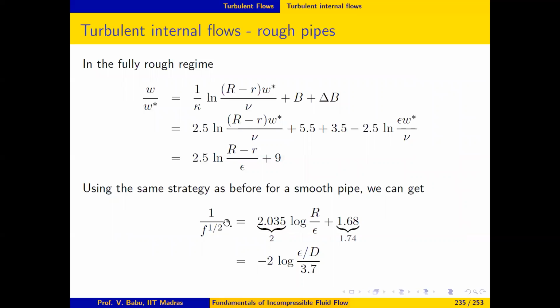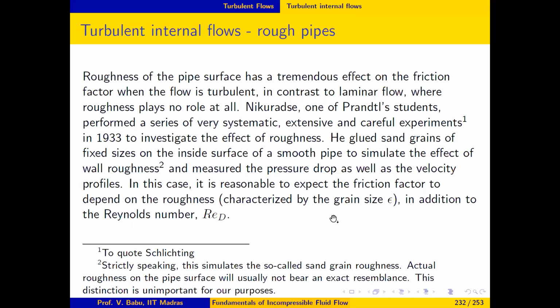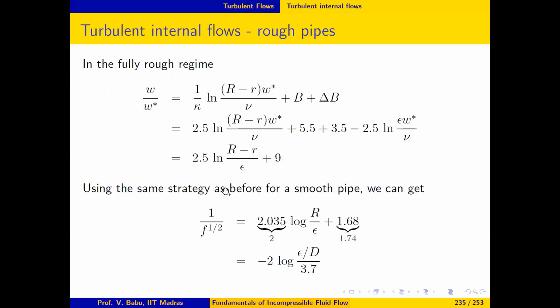And if we follow the same strategy as we did before for a smooth pipe, namely calculating W bar, then using this expression to come up with an expression for friction factor, in the fully rough regime we can obtain an expression for friction factor that looks almost like what it did before. So now 1 over square root of f equals minus 2 log of epsilon over D divided by 3.7.